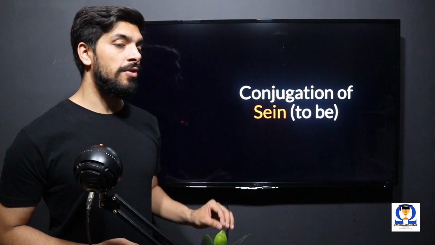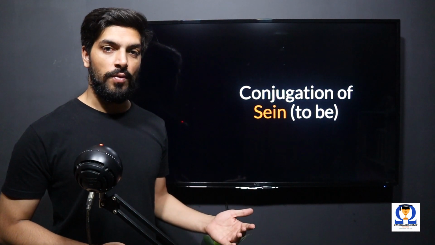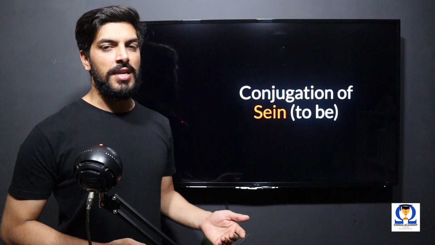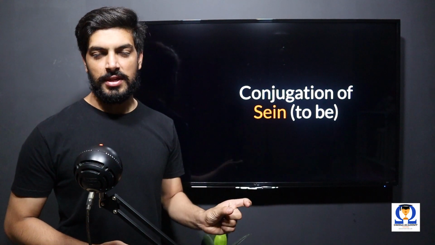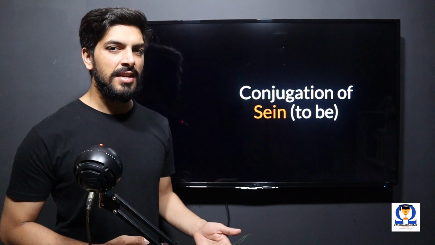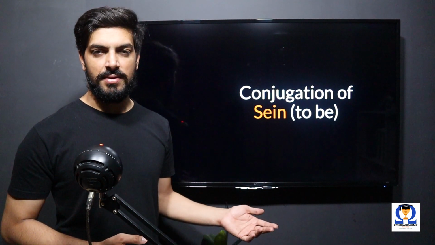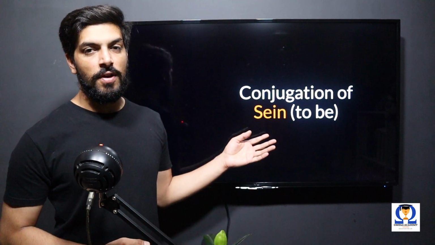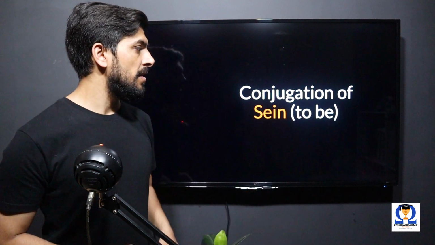This session will be about conjugation of sein, that is the to be form of a verb. Now let me explain what the to be form is. The to be form is when in English we say I am, you are, and all those things. When we started learning English, we had to learn I am, you are, he, she, it, right? So this is going to be the sein form in German. To be is called sein, right?